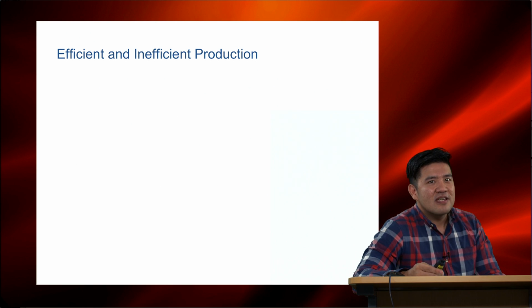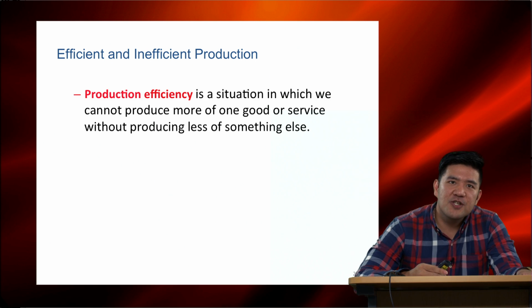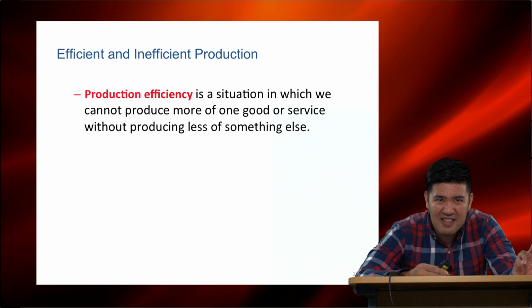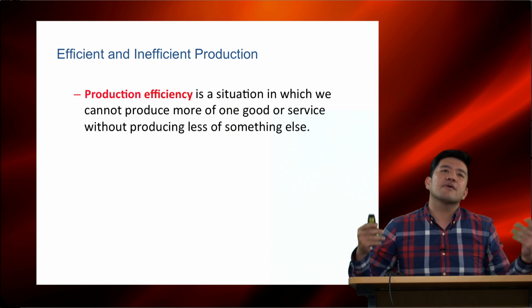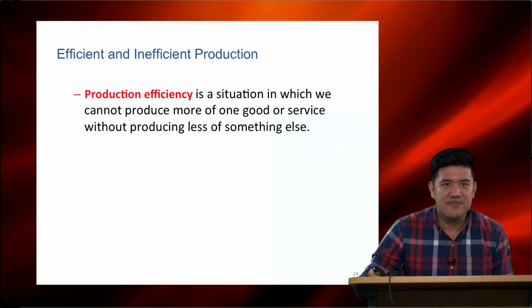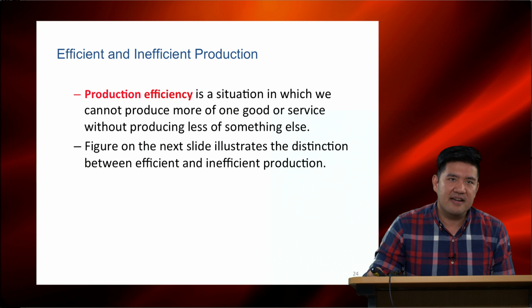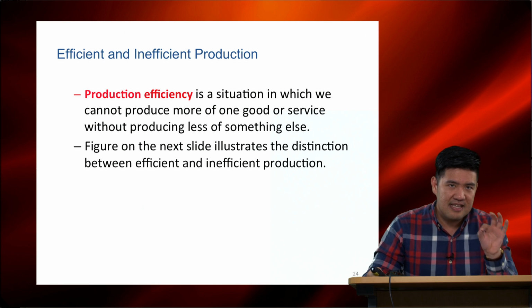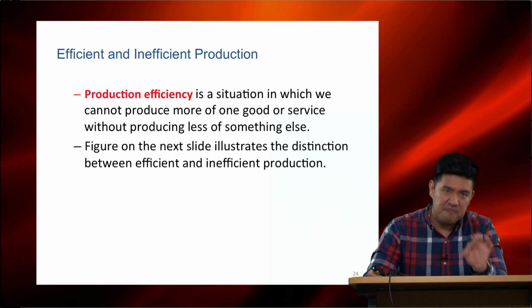Efficient, inefficient. Production efficiency is a situation in which we cannot produce more of one good or service without producing less of something else. We are going to illustrate that, guys, on our next figure: the distinction between what is efficient and what is inefficient.